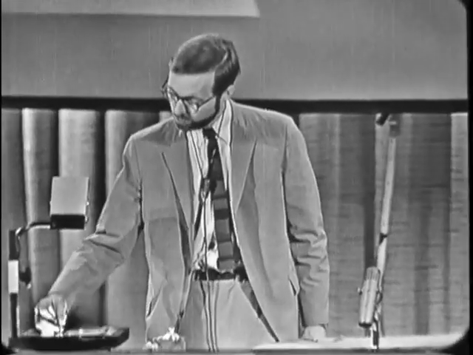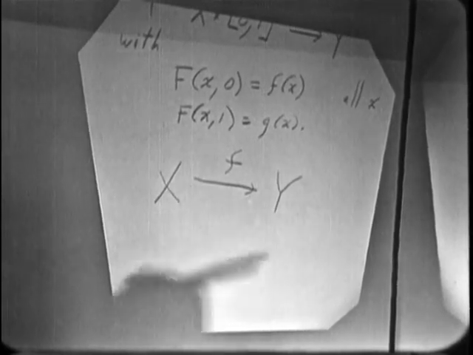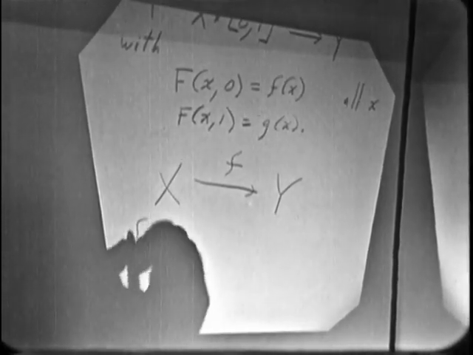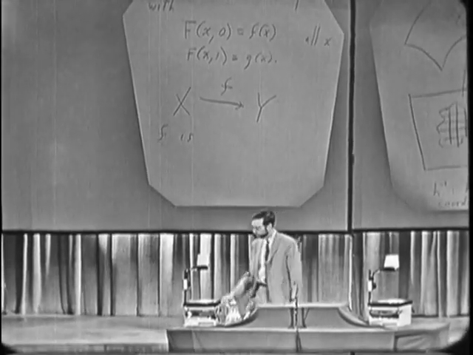Suppose we have X and Y and a mapping F from X to Y. Should we consider this to be an isomorphism in this fourth category, homotopy theory? Well, again, to be an isomorphism, it must have a two-sided inverse. So now the name given to the concept of isomorphism here is homotopy equivalence.